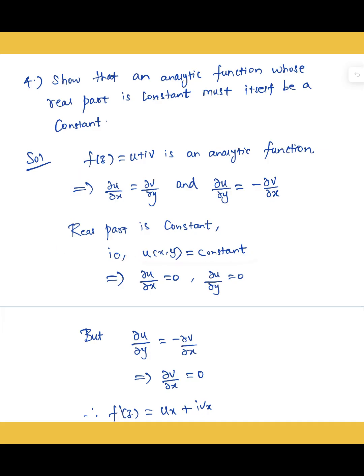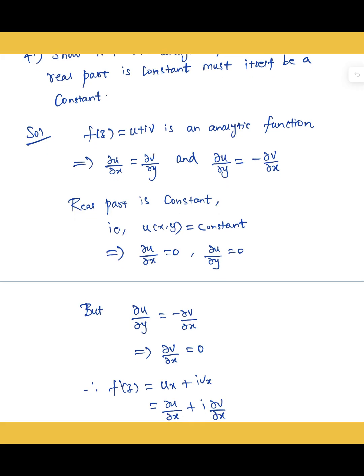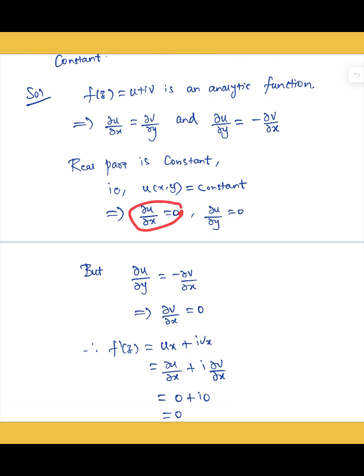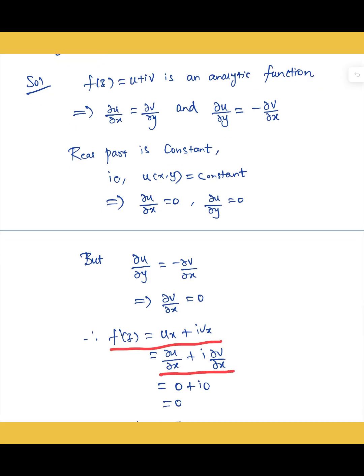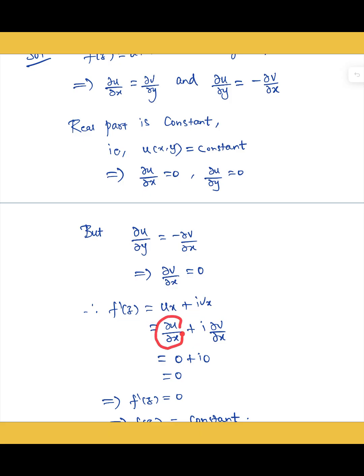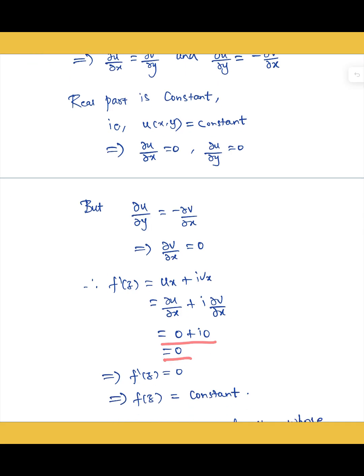Since u is constant, when you differentiate partially with respect to x and y, ∂u/∂x becomes 0, ∂u/∂y becomes 0. And also we know by the CR equation that uy = -vx. That means I'm replacing ∂u/∂y = -∂v/∂x, so ∂v/∂x is also 0 because uy is 0, and also ux is 0. And we know that f'(z) is ux + i vx, that is ∂u/∂x + i ∂v/∂x. Since ux and vx are 0, f'(z) is 0. Therefore, when you integrate on both sides, f(z) is a constant.